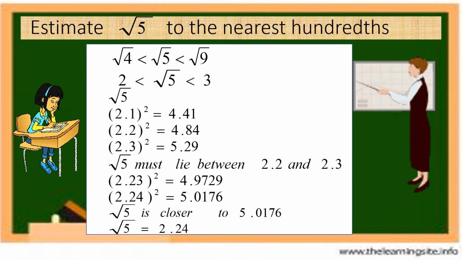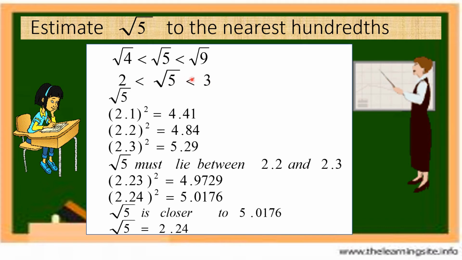We need to estimate the square root of 5 to the nearest hundredths. Square root of 5 is in between square root of 4 and square root of 9. Square root of 4 is 2, square root of 9 is 3. So it is in between 2 and 3.